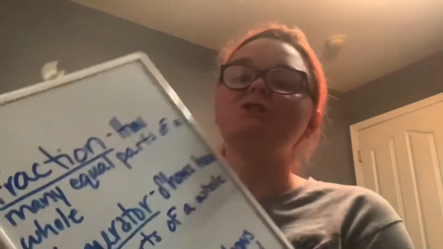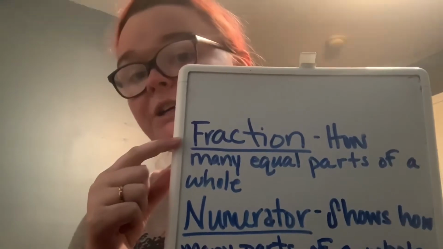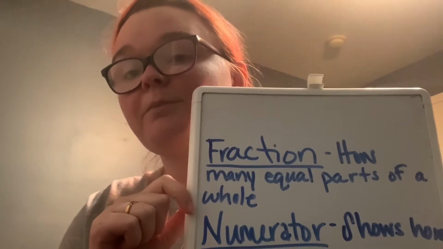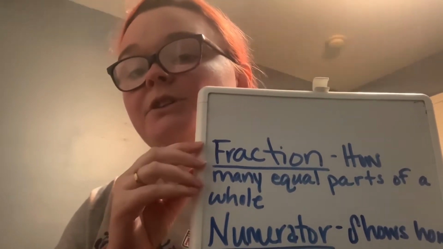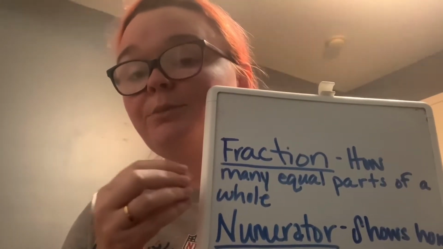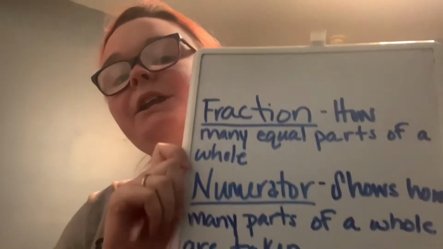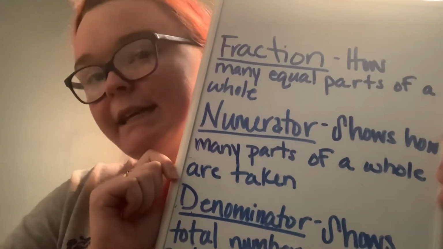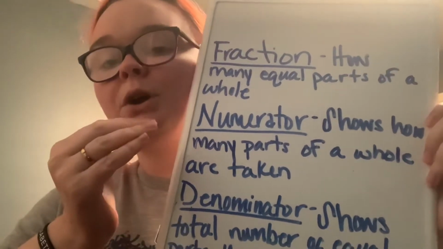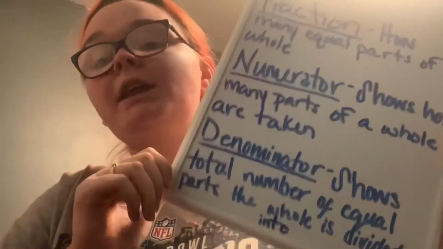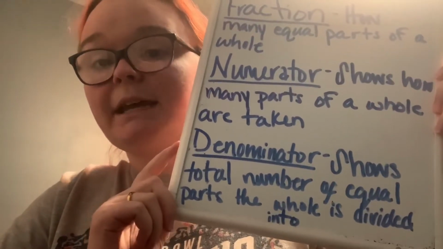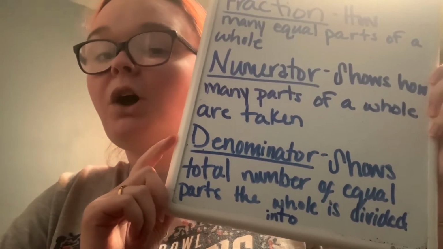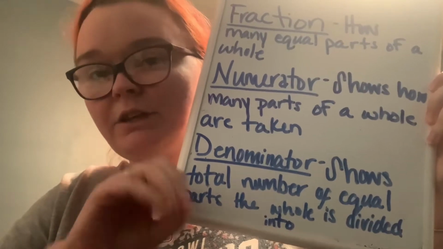The first definition that I have written out here is fraction. A fraction is how many equal parts there are that make up a whole. In a fraction, there is a numerator and a denominator. A numerator shows how many parts of a whole are taken or shaded, so the top number on a fraction is the numerator. The bottom number is the denominator, and the denominator shows the total number of equal parts that the whole is divided or broken down into.